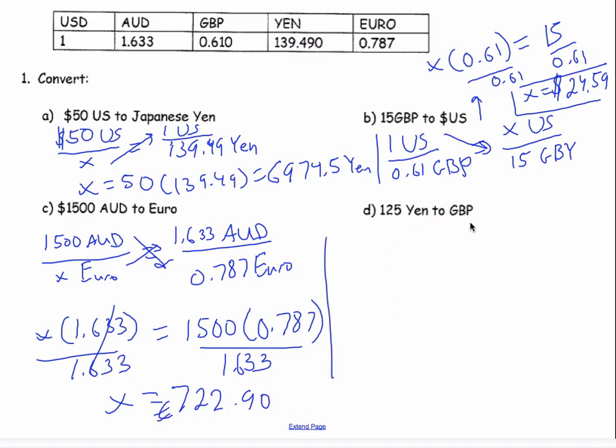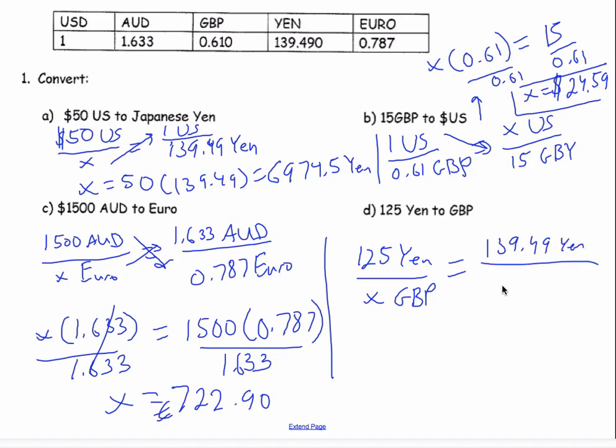Okay, next, 125 yen to Great British pounds. So 125 yen to X Great British pounds, and if we look at our chart, 139.49 yen is equal to 0.61 Great British pounds. Okay, so we cross multiply, and we get x times 139.49 equals 0.61 times 125.